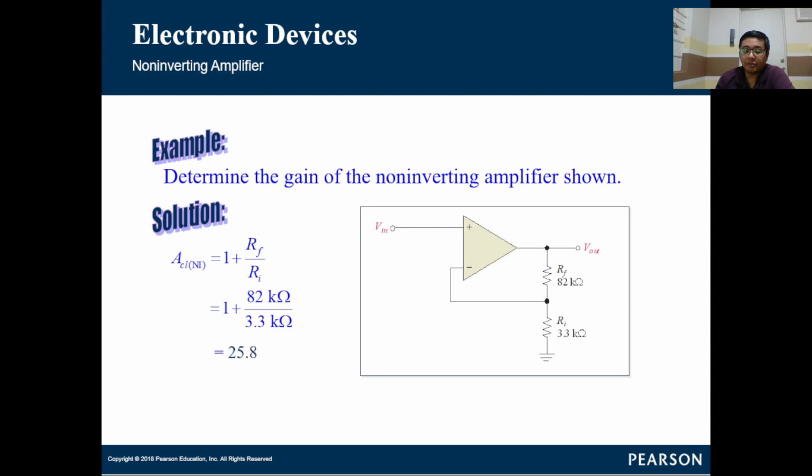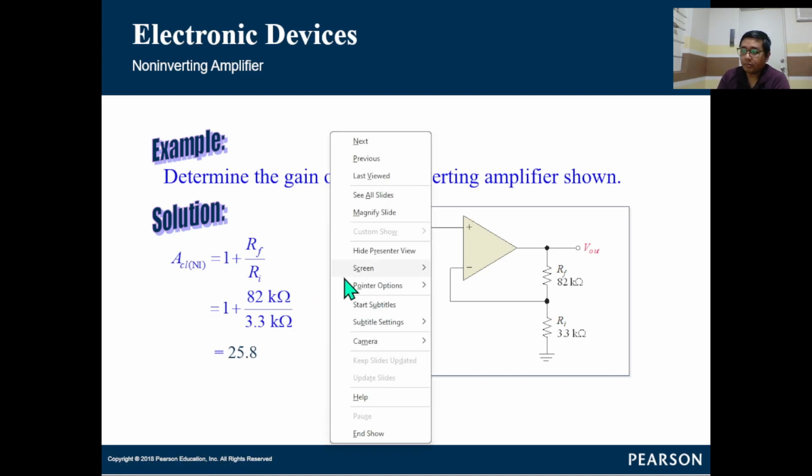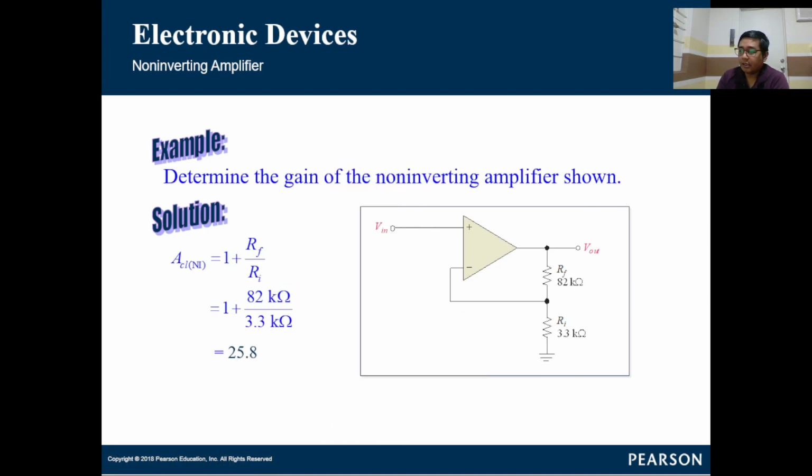We have 25.8. So the gain is unitless. So any voltage gain is unitless kasi makakancel yung ating kilo ohm na unit dito. So for example, we have an input of, let's say, 10 millivolts. All right. So what would be the corresponding output? So it's very easy, no?